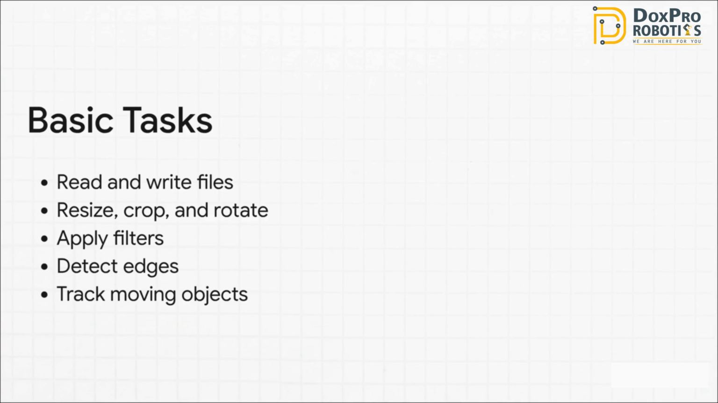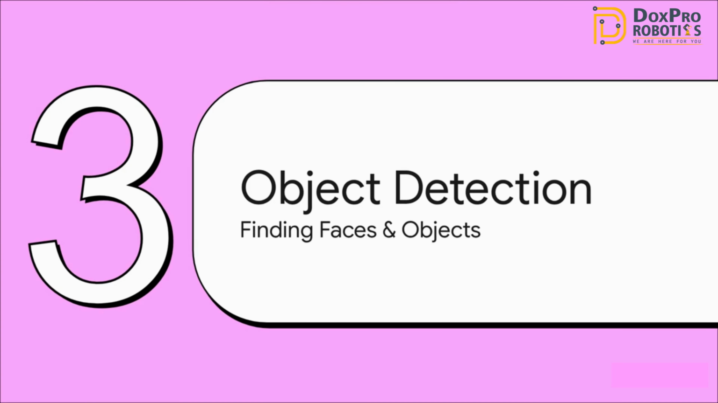And that foundation opens up a whole world of possibilities. You can do the simple stuff, sure, like resizing and cropping, but you can also do way more advanced things like detecting the sharp edges of an object in a photo, or even tracking a soccer ball as it flies across a field in real time. But look, just messing with images is only the beginning. The real magic happens when the computer starts to actually recognize what it's looking at.